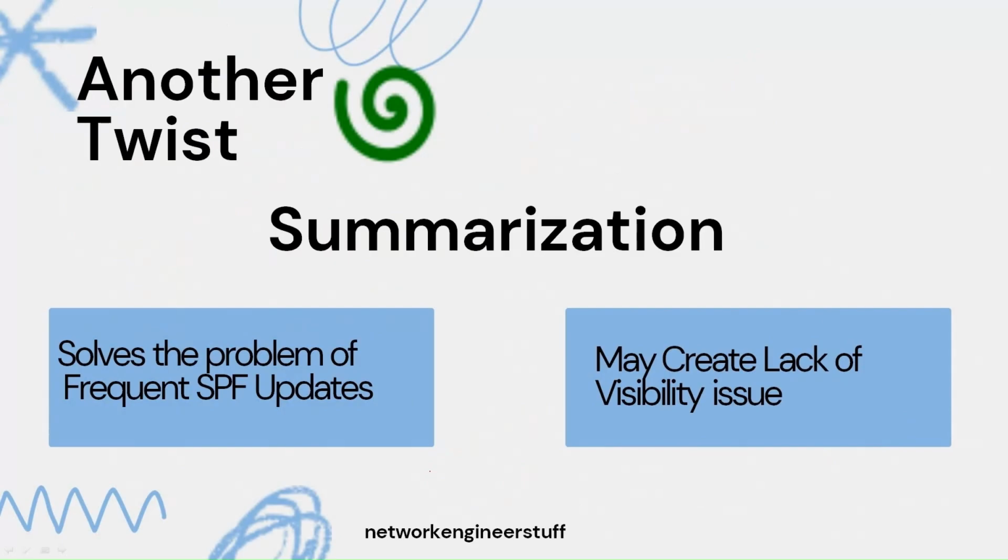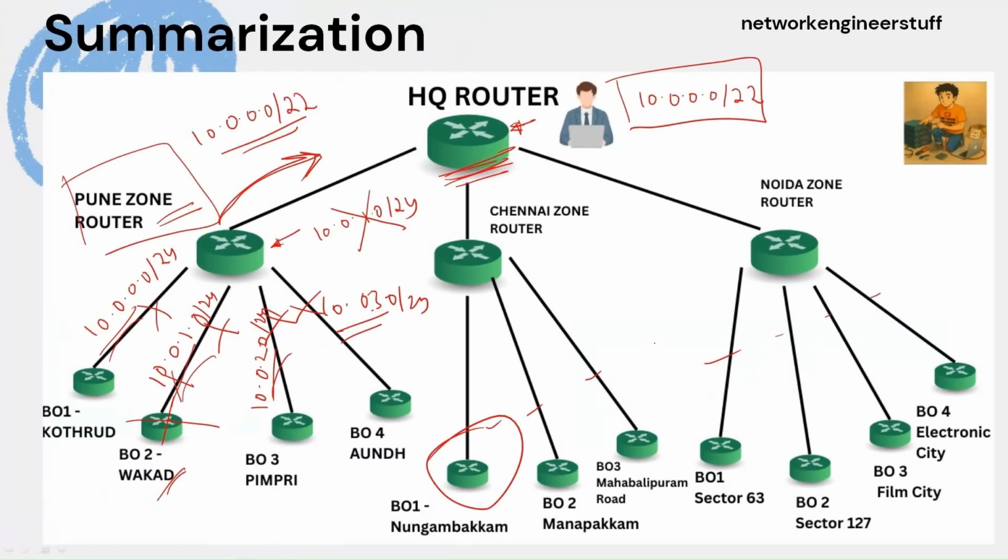But hey guys, there is another twist. The twist is that since we are doing summarization, it can lead to some problem. Of course, summarization has solved the problem of frequent SPF update, but this summarization can lead to a problem of lack of visibility. Now, what do you mean by lack of visibility issue? I'll try to explain.